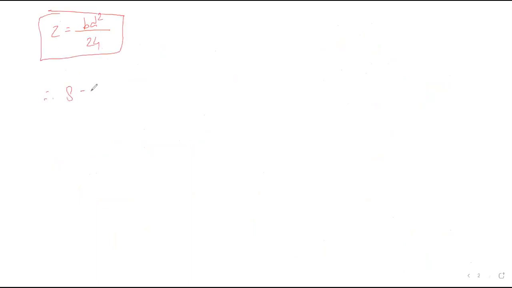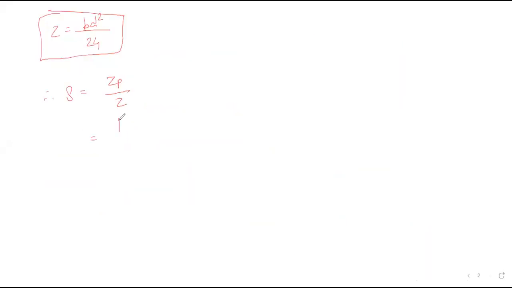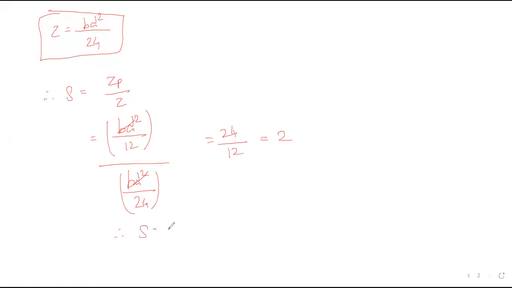Therefore, the shape factor S becomes ZP by Z. So the ZP value is BD squared divided by 12, the whole divided by the Z value, which is BD squared divided by 24. So 24 divided by 12 becomes 2. Therefore, S is equal to 2.